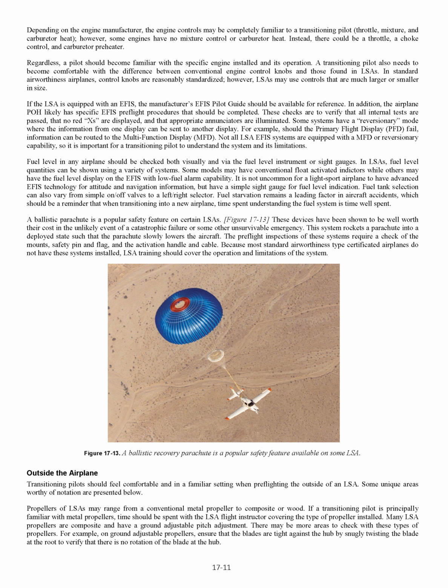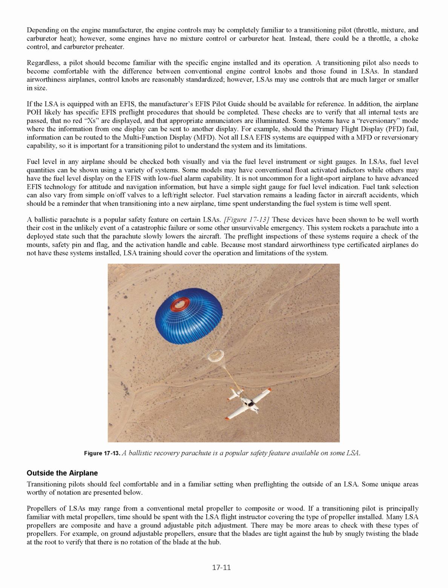A ballistic parachute is a popular safety feature on certain LSAs. These devices have been shown to be well worth their cost in the unlikely event of a catastrophic failure or some other unsurvivable emergency. This system rockets a parachute into a deployed state such that the parachute slowly lowers the aircraft. The pre-flight inspections of these systems require a check of the mounts, safety pin and flag, and the activation handle and cable. Because most standard airworthiness type certificated airplanes do not have these systems installed, LSA training should cover the operation and limitations of the system.